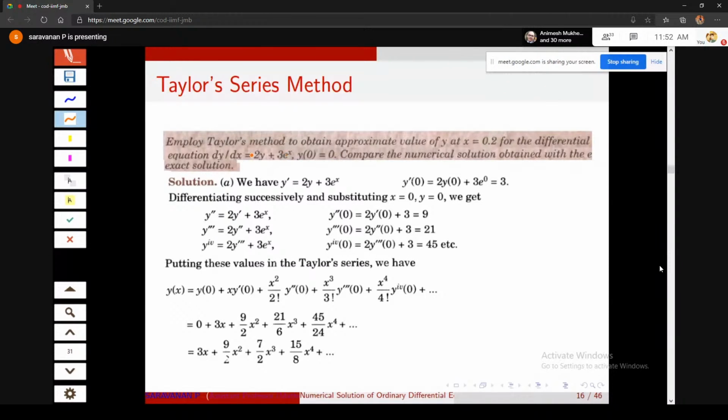Problem. Employ Taylor series method to obtain approximate value of y at 0.2 for the differential equation, with y of 0 equal to 0. Compare the numerical solution obtained with the exact solution. Okay. So here also y prime is given. So differentiate and find y double prime, y triple prime, y fourth derivative, etc. And there you substitute x0, y0. What is x0 and what is y0 here? x0 is 0, y0 is also 0. So you substitute 0 here and compute.